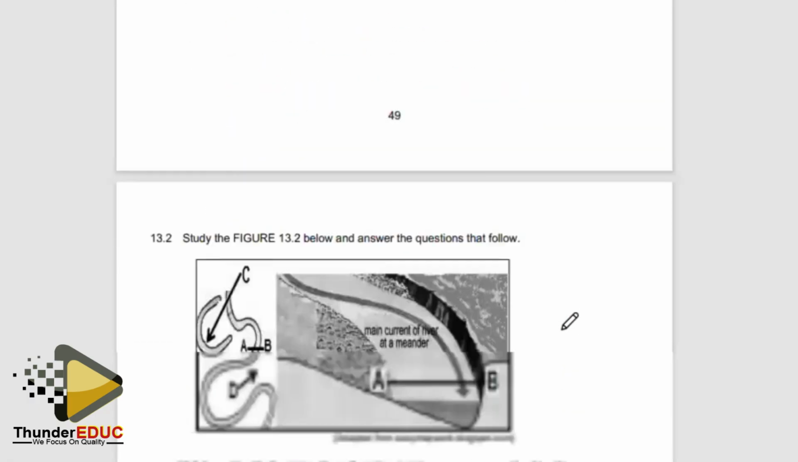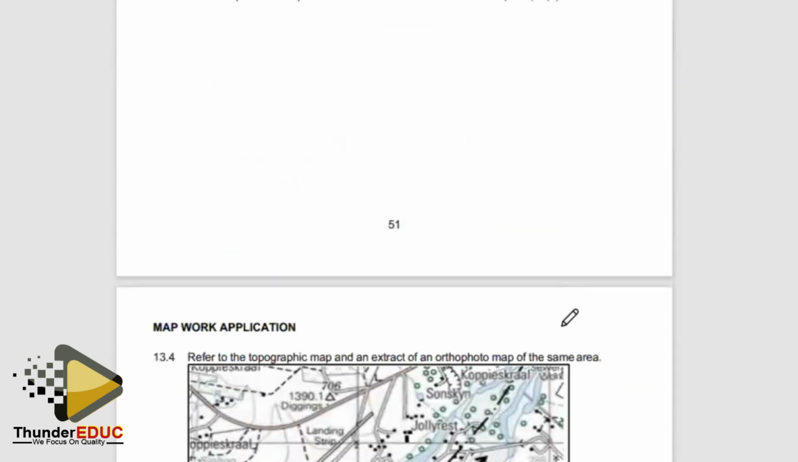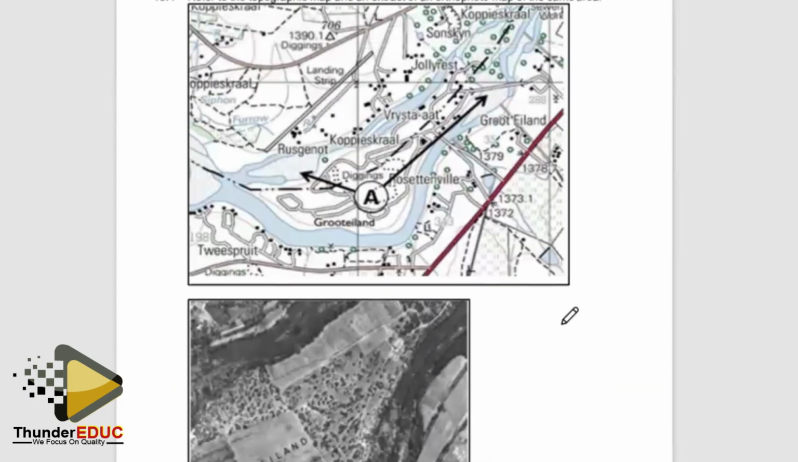Right, then we need also to look at Mapwork application. You need to know areas where we have waterfalls. On the map, we should figure out geographical arguments as to the existence of waterfalls on the given part of the map, and also the different landforms. You need to figure them out, like the meanders on the map. You need to see them and be able to justify their existence.